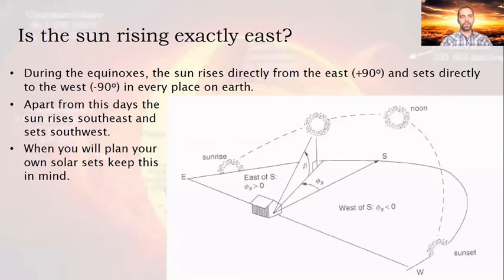When you plan your own solar set, you should know the exact path of the Sun during the day. During the equinoxes, the Sun rises directly from the east and sets directly in the west in every place on the Earth. Apart from these days, the Sun rises a bit southeast and sets a bit southwest.